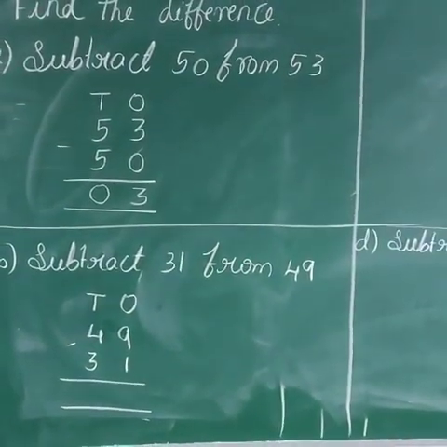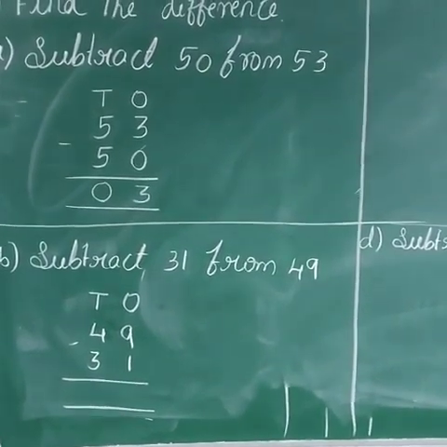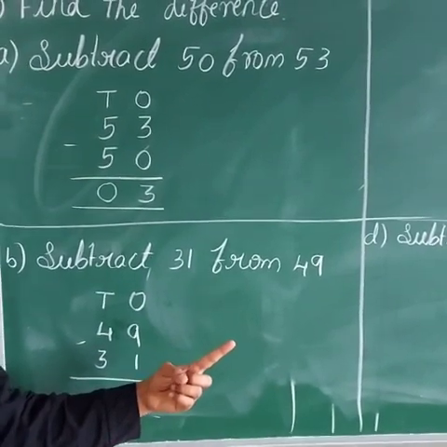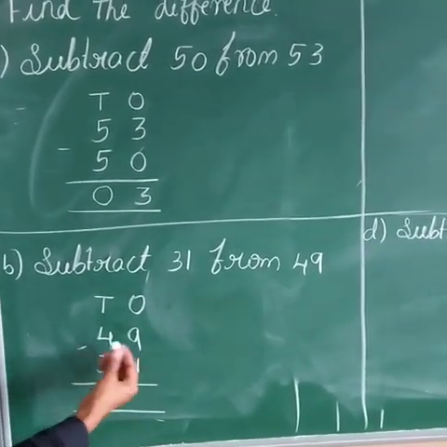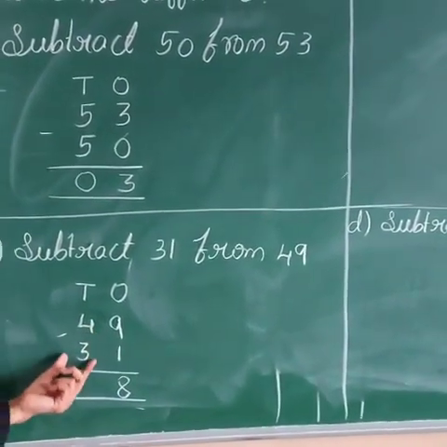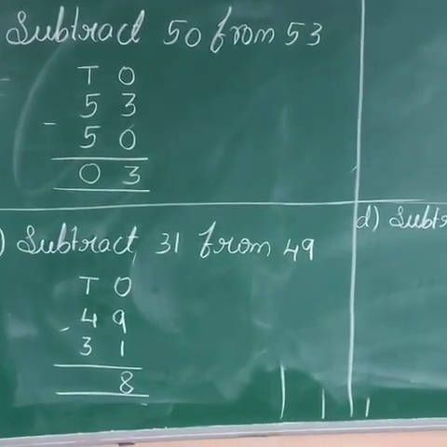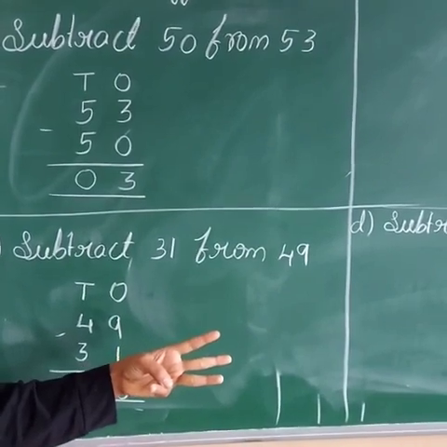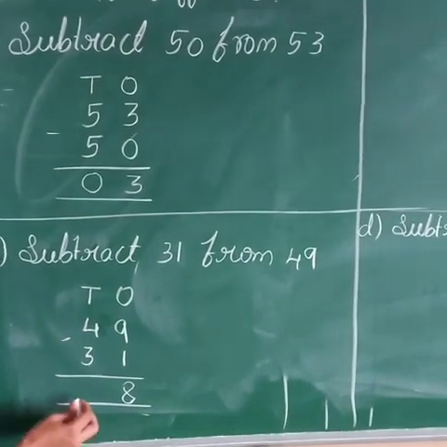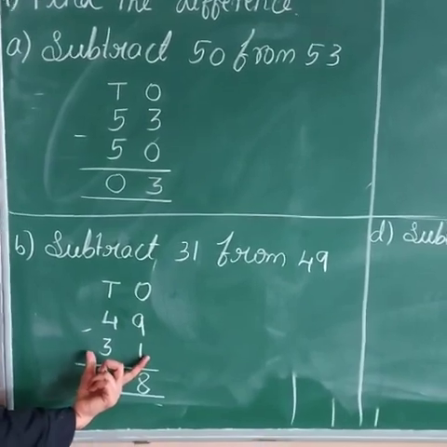Now start subtracting from the ones place. 9 minus 1. Students, keep 9 in the mind and 1 on a finger. Before 9 is 8. So 9 minus 1 is 8. Now subtract the tens place numbers, that is 4 minus 3. Keep 4 in the mind and 3 on fingers. Before 4 is 3, 2, 1. So write 1 here. Now the difference of 49 and 31 is 18.